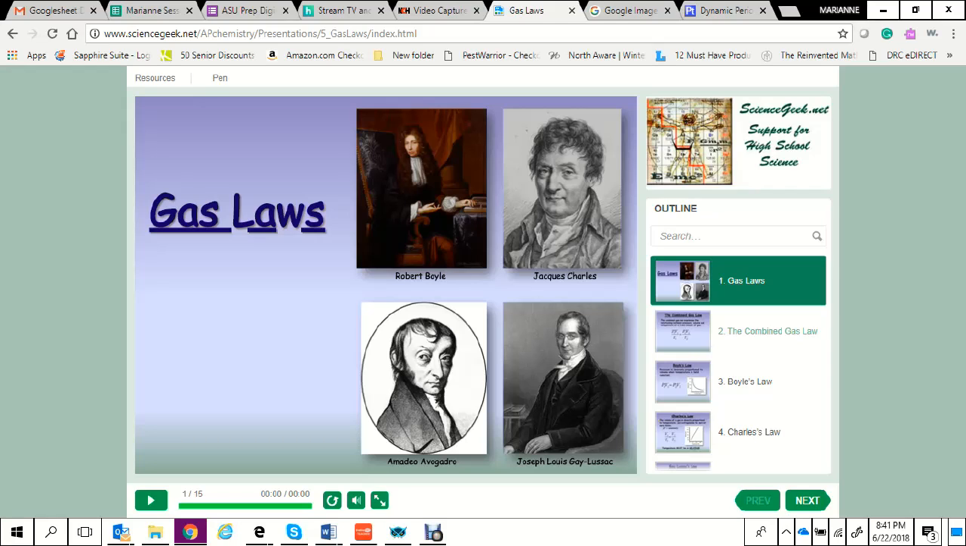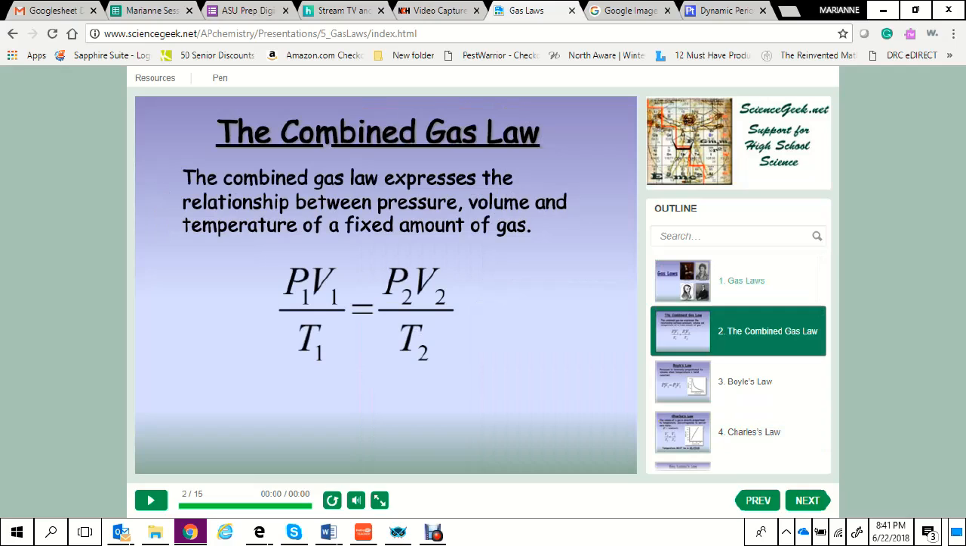Good morning. Yesterday we talked about the different properties of gases. So today we're going to move forward and go over gas laws. Okay, we're going to start with the combined gas laws.